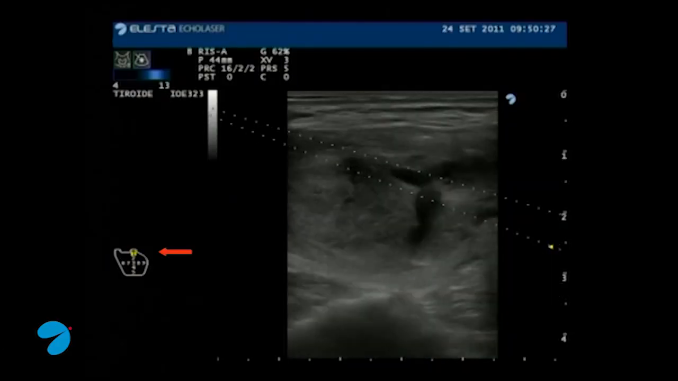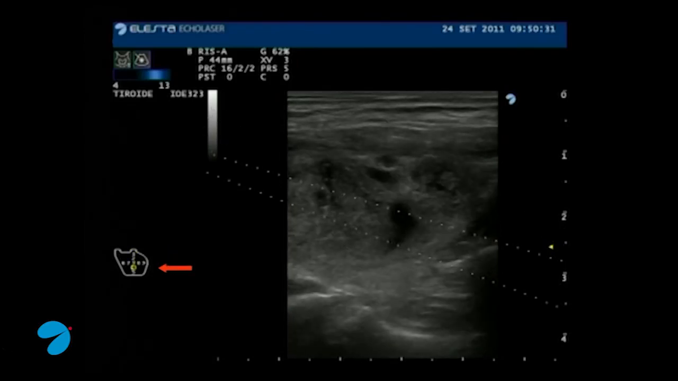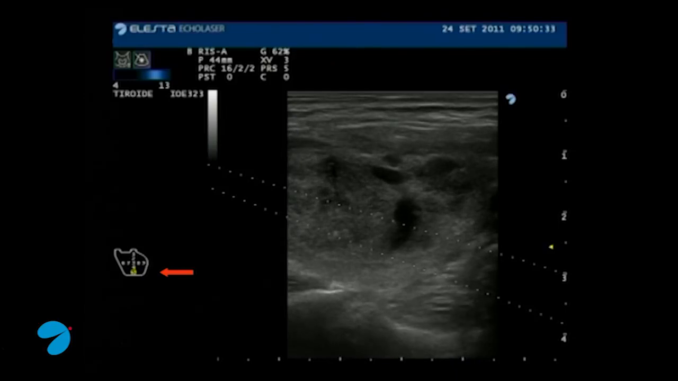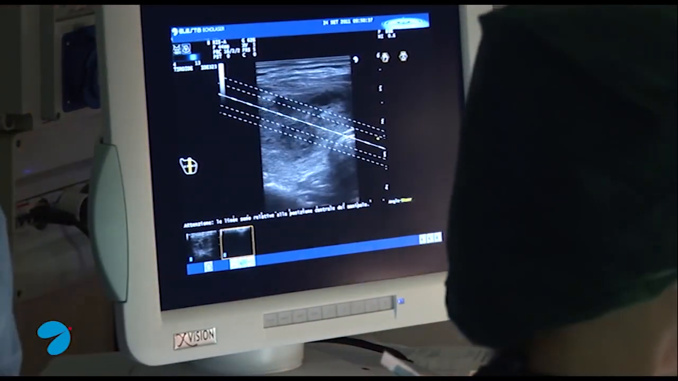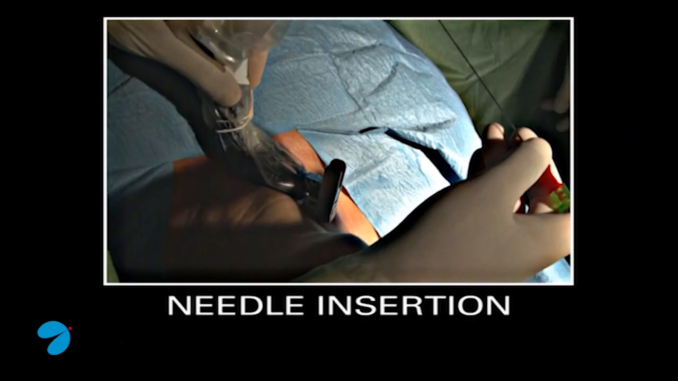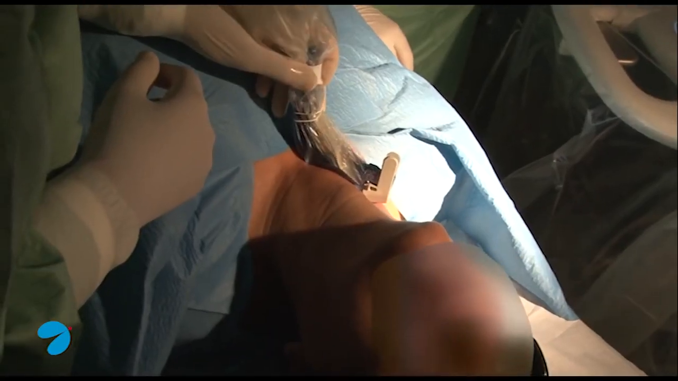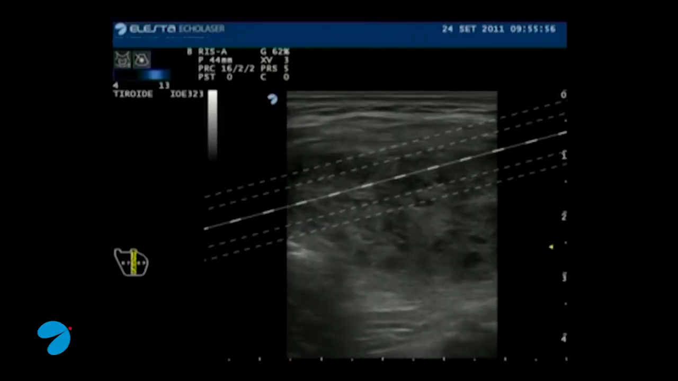It's possible to have different needle insertion cones on the screen. 5 lines exist that correspond to 5 needle insertion points in the guide system. In this phase, the guide system is placed on the patient's neck, proceeding to needle insertion.